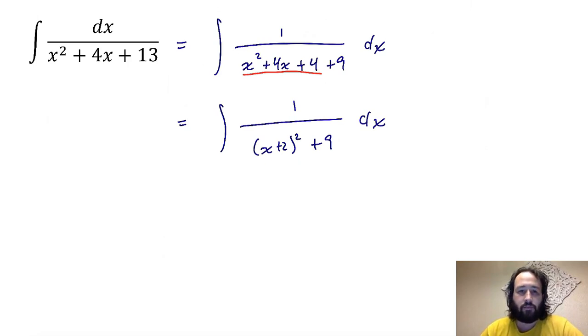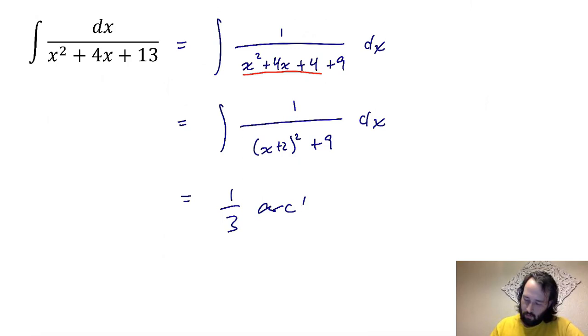And there's our tangent. Right? Because I could let u be x plus 2 here. u would be that. Then du would just be dx. So this is u squared plus 9. So this would be 1/3 arctangent of x plus 2 over 3 plus c.